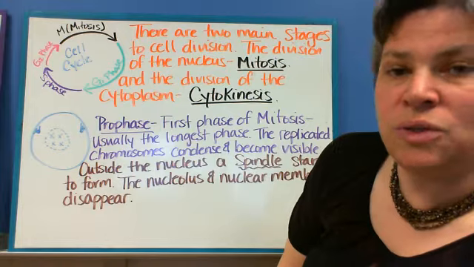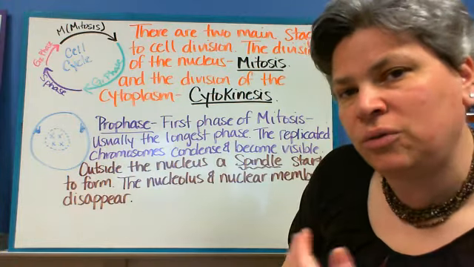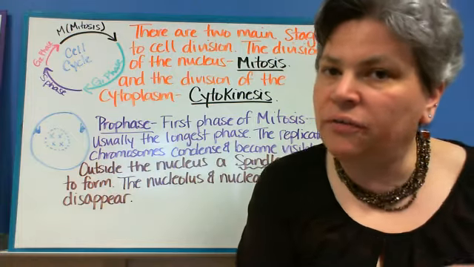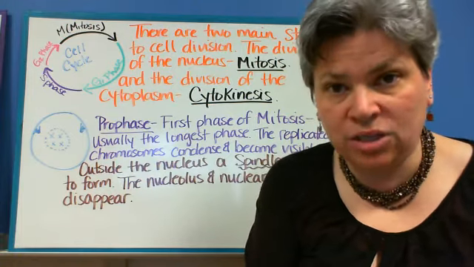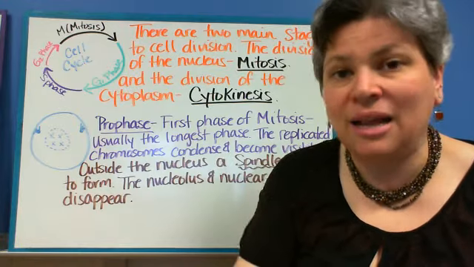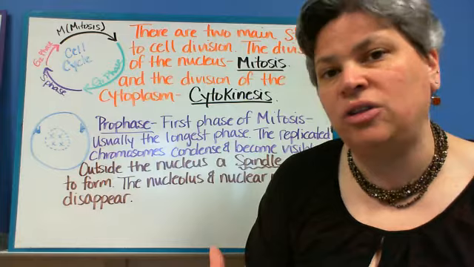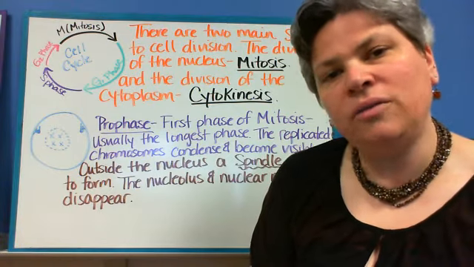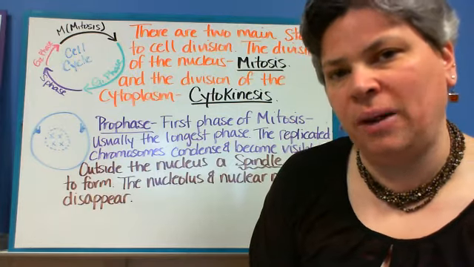So what we need to do is work our way through the steps, or the phases, of mitosis. Remember, interphase starts us off. The cell is doing its job, then the DNA replicates. Once the DNA is replicated, now the cell can get ready to actually undergo mitosis, or cell division. So what are the stages, what are the phases of mitosis?